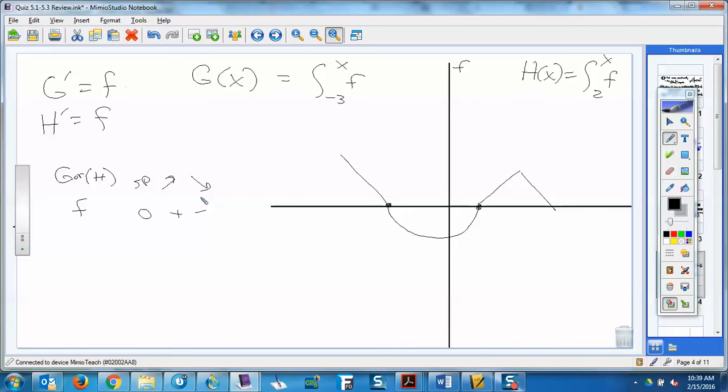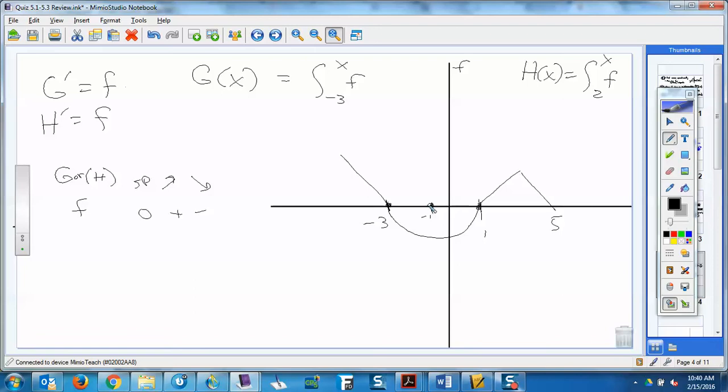In 52, where is big H increasing? Big H is increasing when little f is positive. So from here to that point, which is what? -3. And then from 1 to 5. This is -3 right here. Okay? -1 would be here in the middle of that circle.